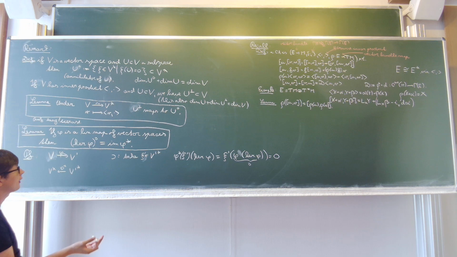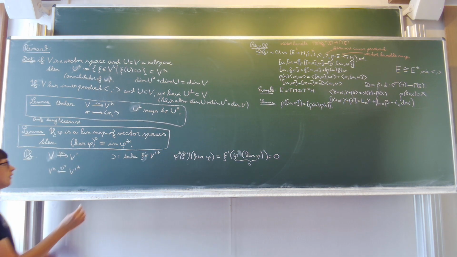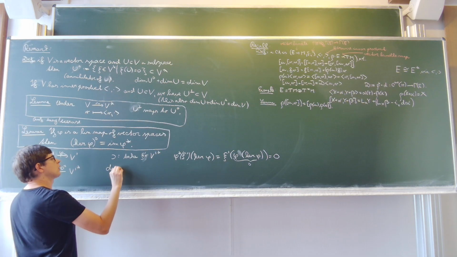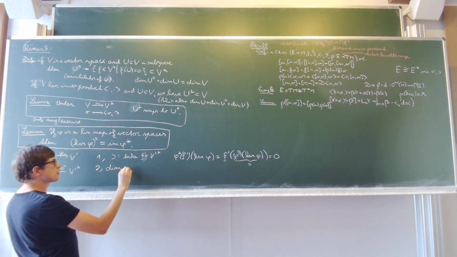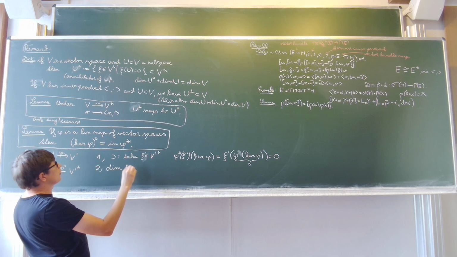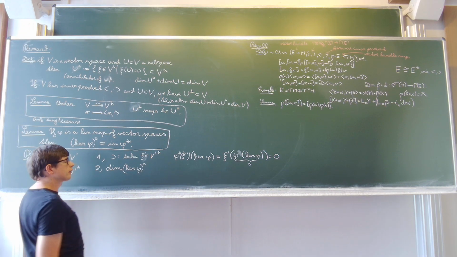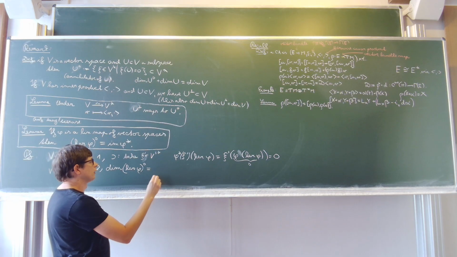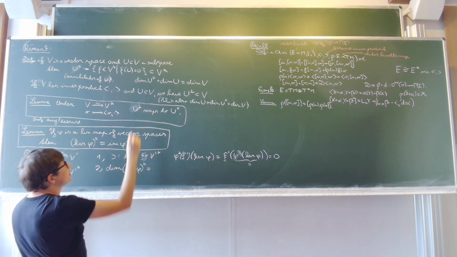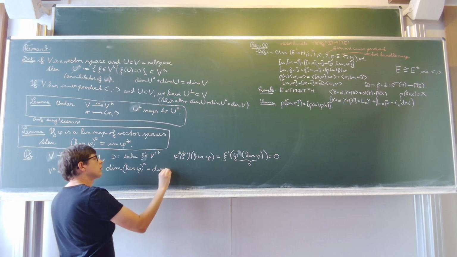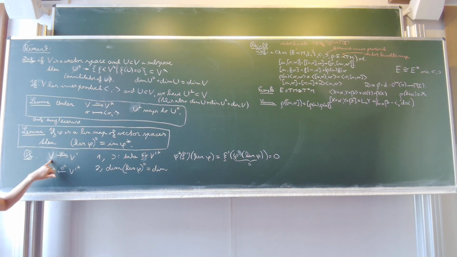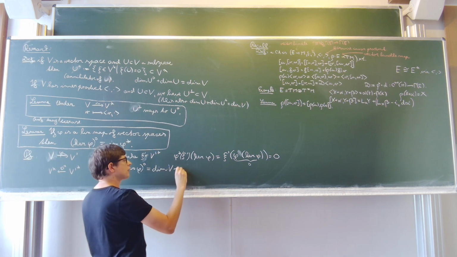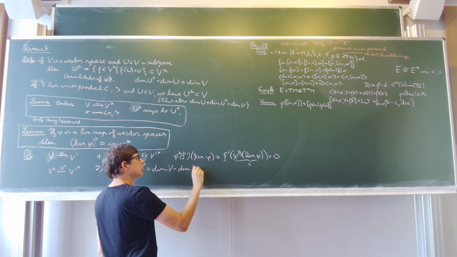Good. Now, to show the opposite inclusion, because these are finite dimensional spaces, it suffices to show that the dimensions are the same. This is the first step, and the second step is to calculate the dimensions and check that they are the same. So what is the dimension of the annihilator of the kernel of phi? It's the dimension of the whole space V minus the dimension of the kernel of phi.